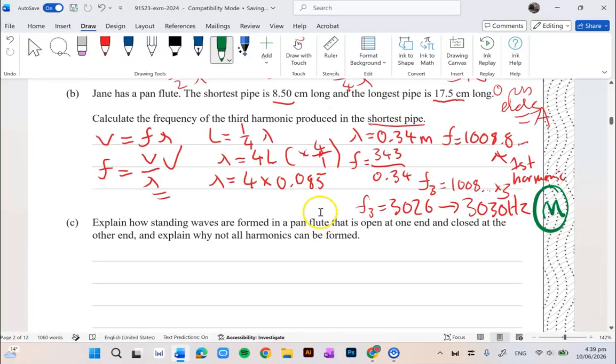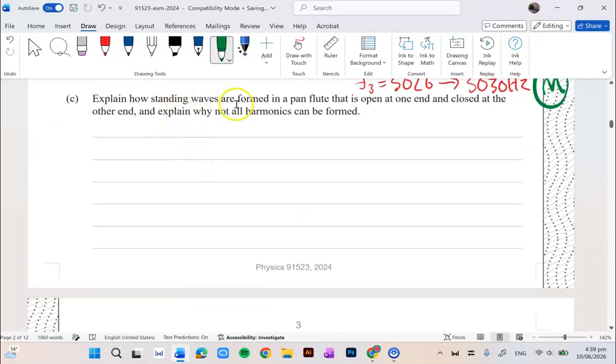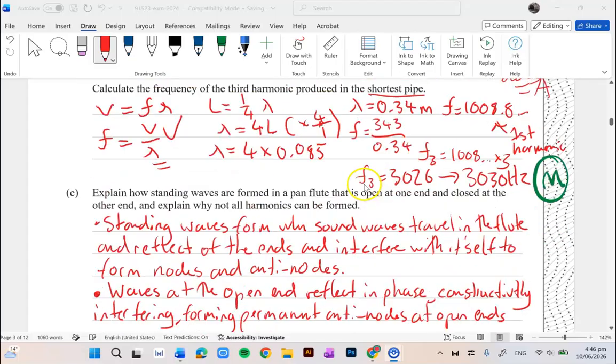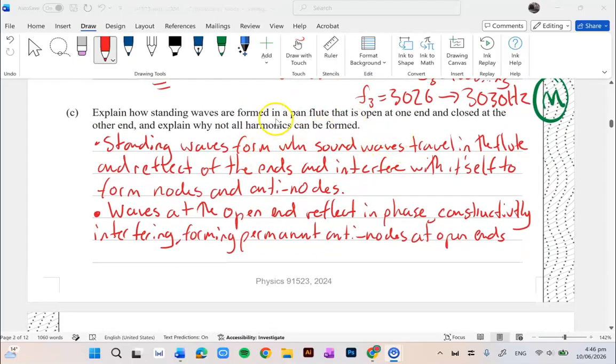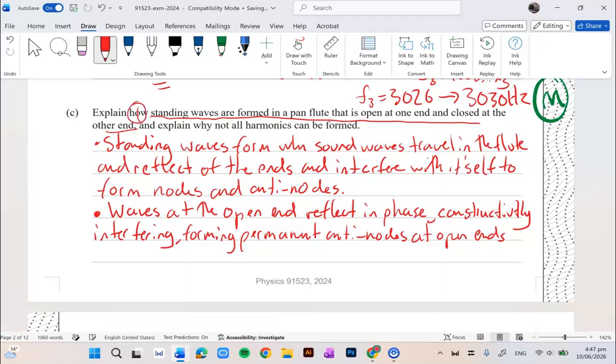Okay. Part C. Explain how standing waves are formed in a pan flute that is open at one end and closed at the other end, and explain why not all harmonics can be formed. Okay, I'm going to write this down and then explain it. So I've written out the answer to this question. It is a pretty long excellence question, but I'll break it down bullet point by bullet point. So the first thing you need to address is how standing waves are formed in the pipe. That's part one. And in part two, you need to explain why not all harmonics can be formed.